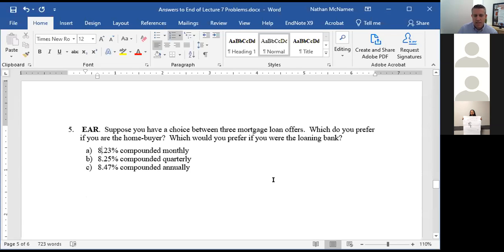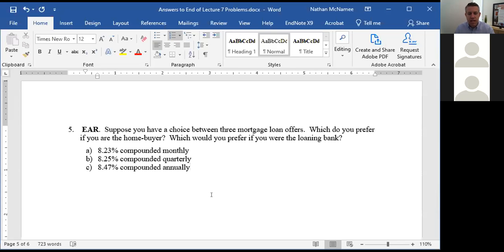You've got one loan that is 8.23% compounded monthly, one loan 8.25% compounded quarterly, and another loan 8.47% compounded annually. So what we're trying to figure out, the effective annual rate, gives us a way to compare these apples to apples. Once we calculate that, we can compare them. Right now, we can't compare these because they're not the same. One's monthly, one's quarterly, one's annually. We can't compare them until we get them into an effective annual rate.